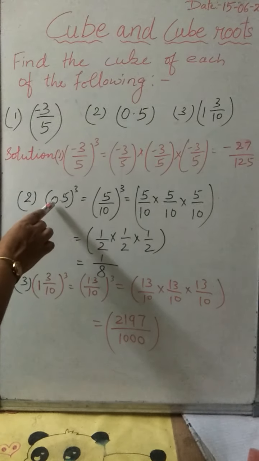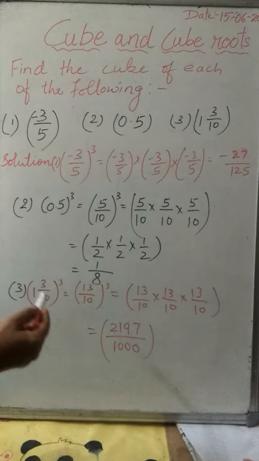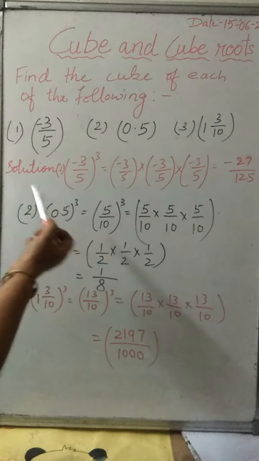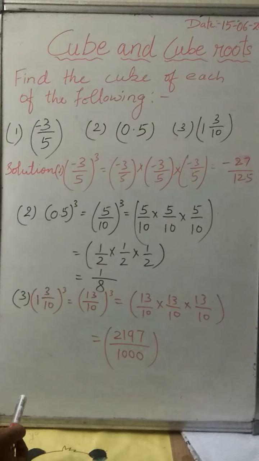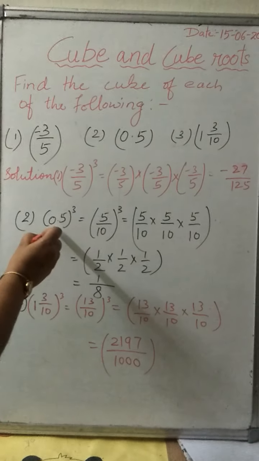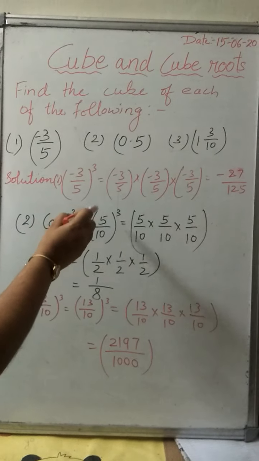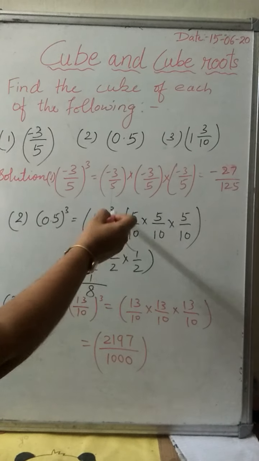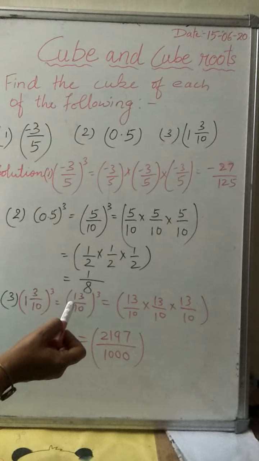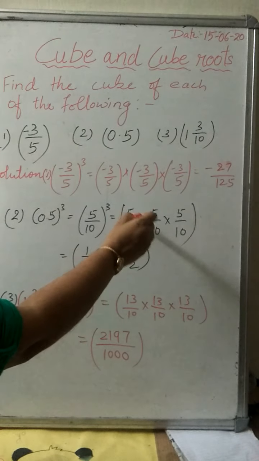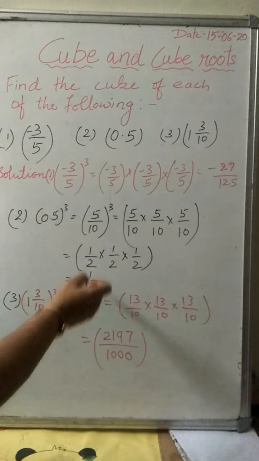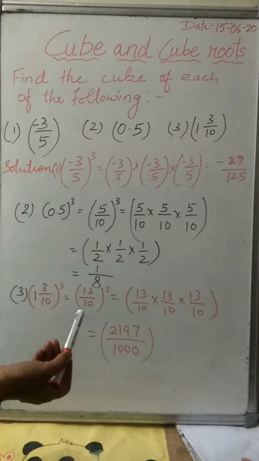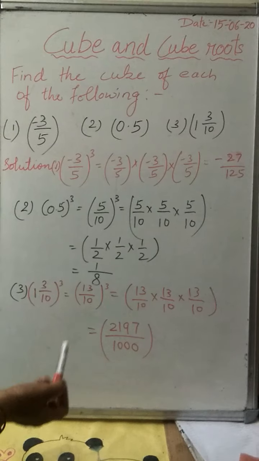Next is the cube of 0.5. Directly also you can multiply 0.5 into 0.5 into 0.5. Even that can be your answer. Or you can remove the decimal by multiplying 10 in the numerator and denominator like this, and then multiply 3 times to get its cube. After multiplying, reduce it, or first reduce and then multiply. In both cases you will get the same answer.